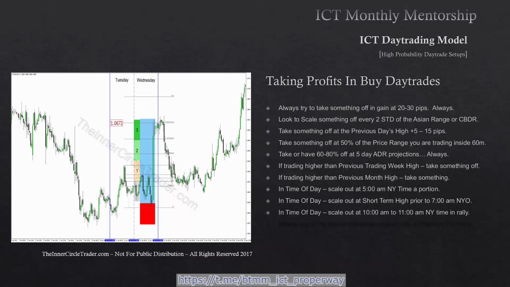In time of day, look to scale out between 10 a.m. and 11 a.m. New York time during the rally. So in other words, whenever price is moving up at 10 a.m., that leg in price higher, you want to be exiting and taking something out as it's rallying up. Ideally, any of the above scenarios coupled with a PD array in a premium basis.